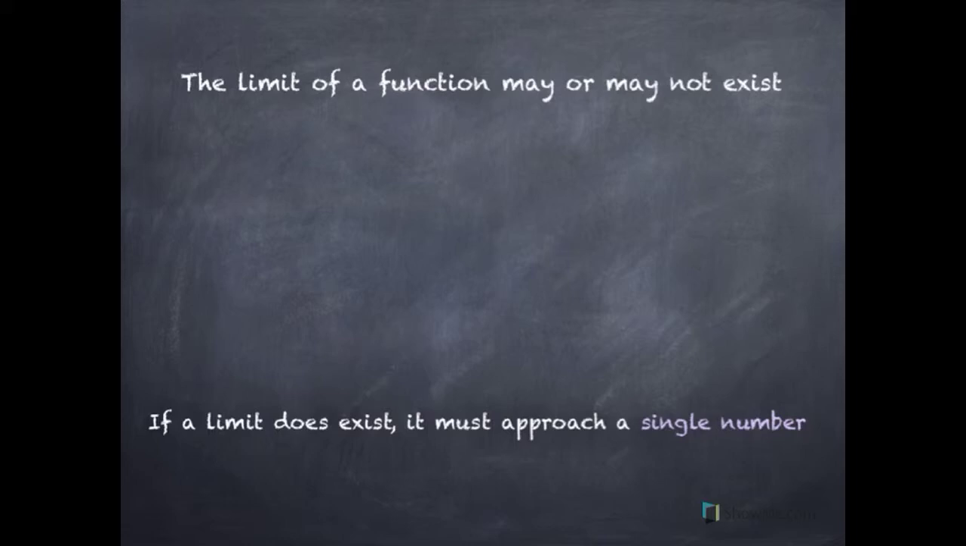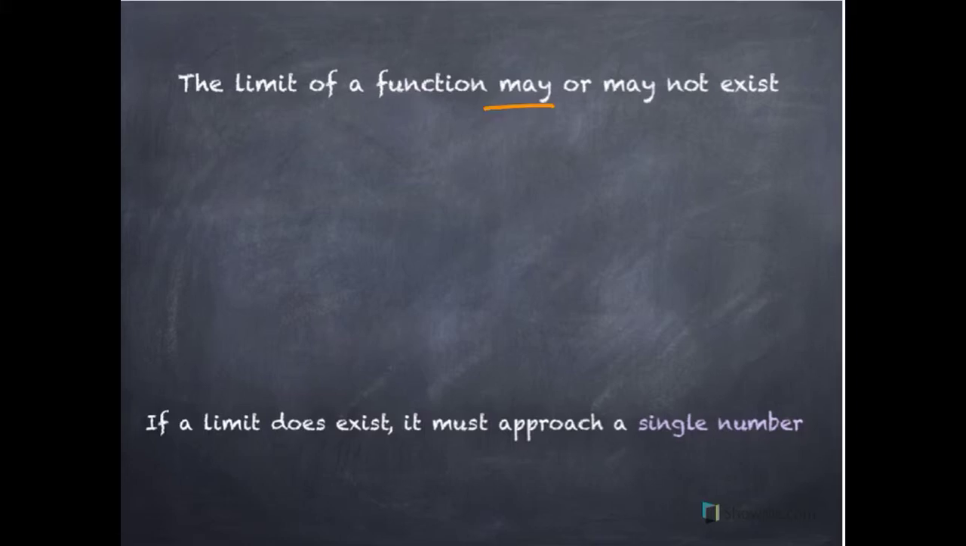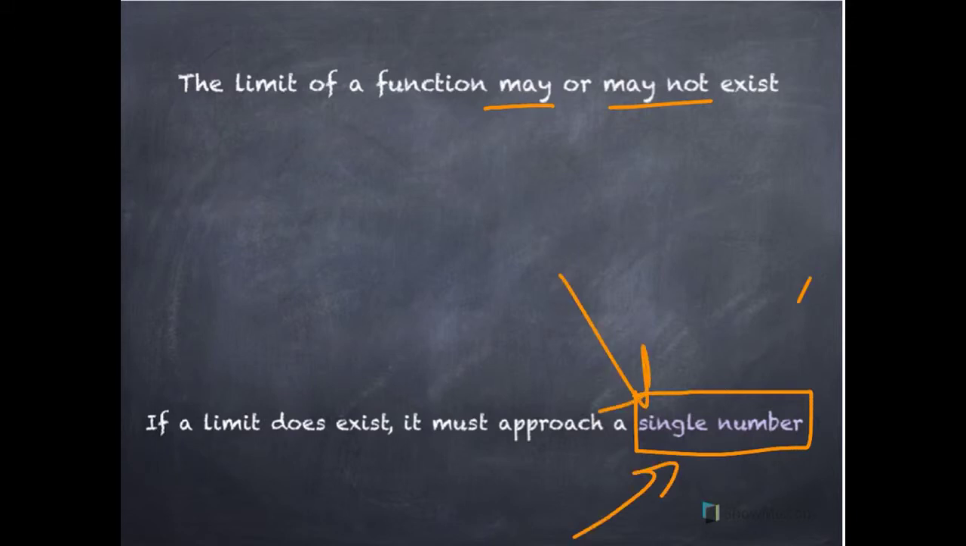A couple facts about limits. Fact 1, a limit may exist or it may not exist. Fact 2, if a limit does exist, that limit must approach a single number. For a limit to exist, it must approach a single number. This here is very important. Must approach a single number.